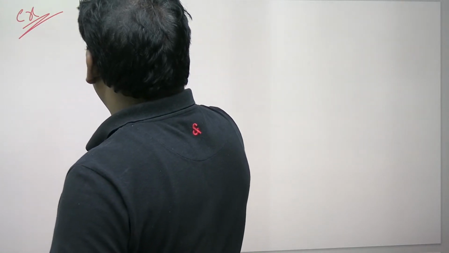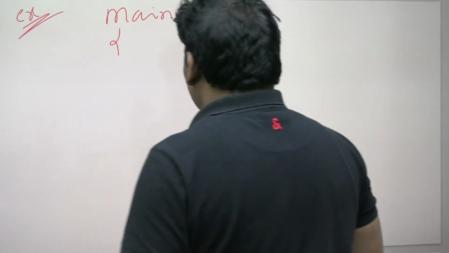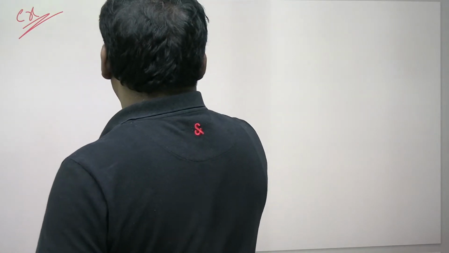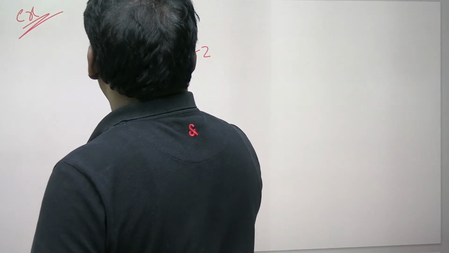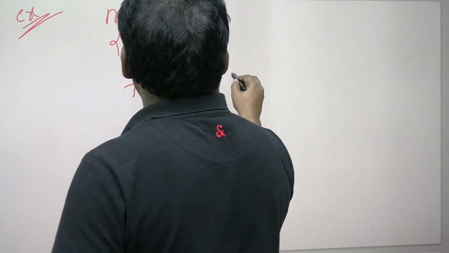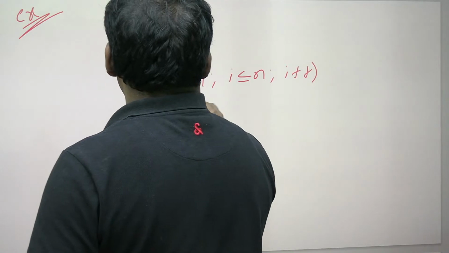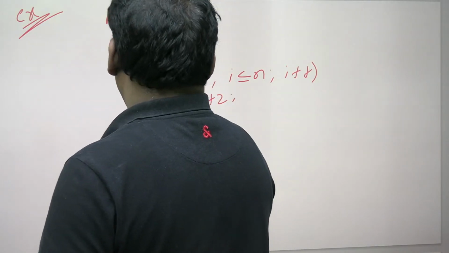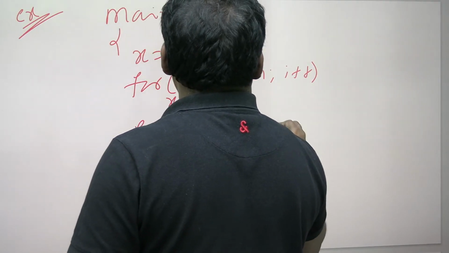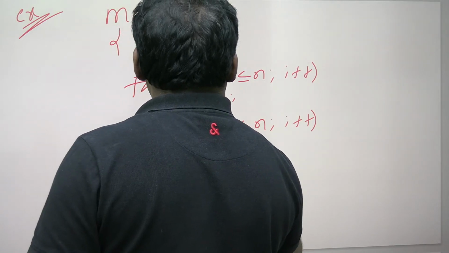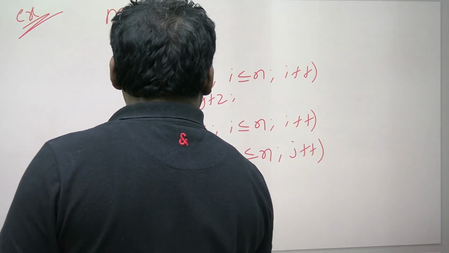Let's go to the third problem. Main: x = y + z. for i = 1, i <= n, i++: x = y + z. Next, for i = 1, i <= n, i++, for j = 1, j <= n, j++: x = y + z.